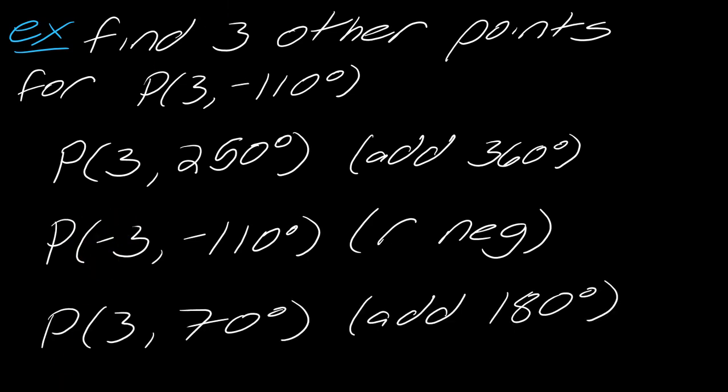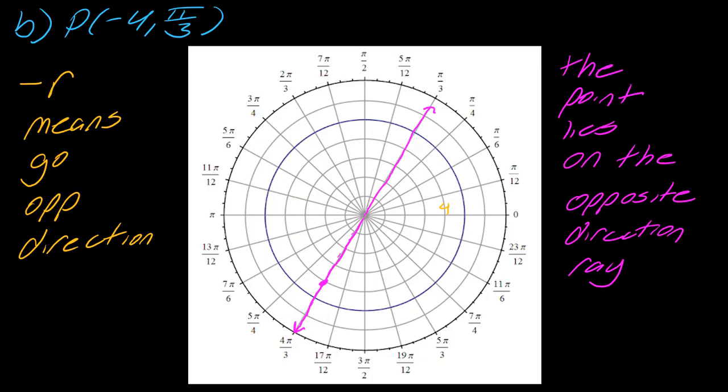I could also add 180 to get 3 and 70 degrees. And there's just infinite possibilities of what you can do here. So that's something that's kind of weird, I guess, about polar coordinates. And that's why, if you were wondering why this earlier example works, why can I do this? They're all lying on this same ray. So it's all good.